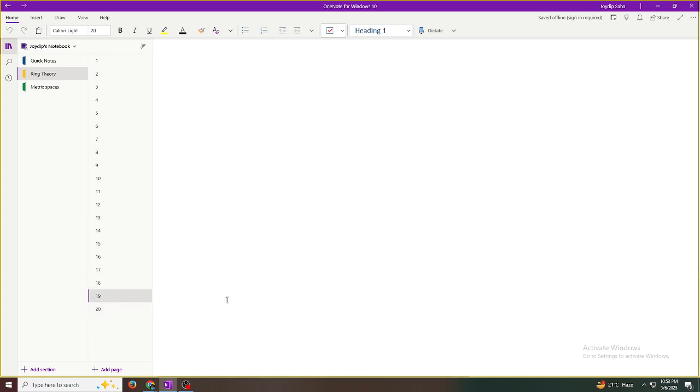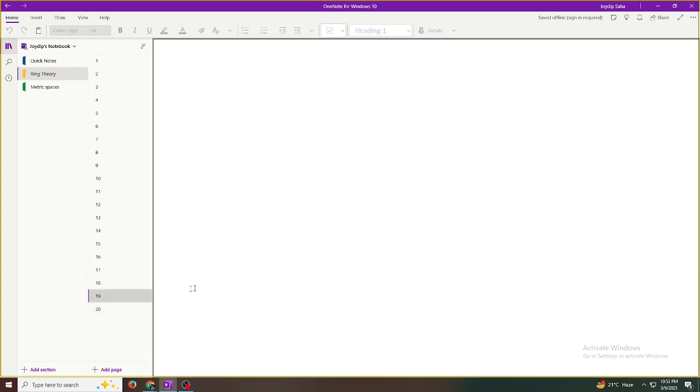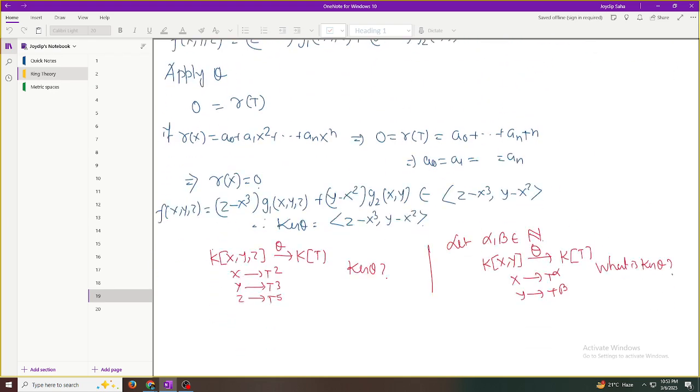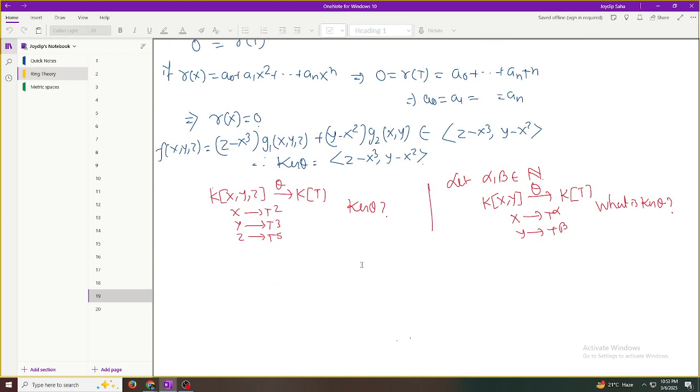Last time I was discussing this type of map, what is a kernel, etc. So, what is your guess? What is kernel? Hello, anyone? Have you done this problem?